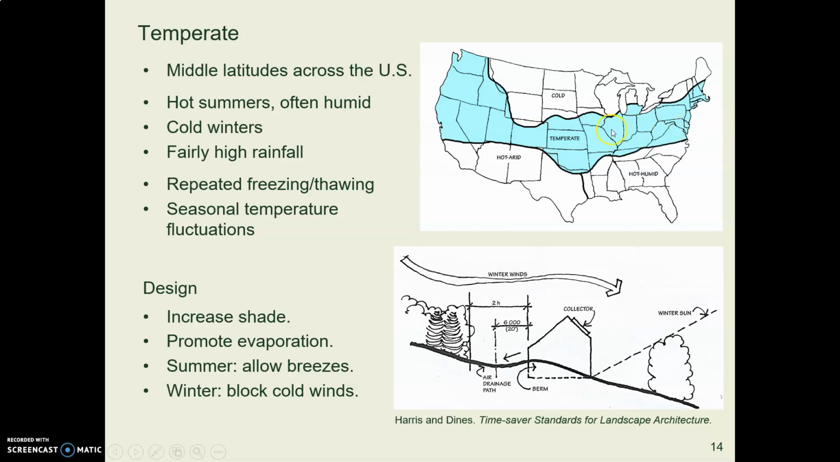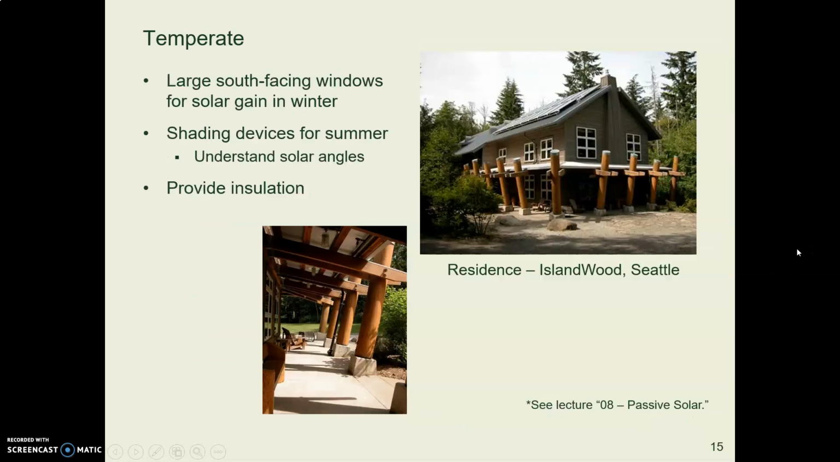The zone we live in, across the middle of the country basically, is the temperate zone. So it's got some of everything. It's got hot summers, it's got cold winters, so we've got a lot of temperature fluctuation. And that means when we design our buildings, we want some of everything. We want to block the cold winter winds. We want to figure out a way we can funnel cooling summer winds through here. We want ways we can let the sun in and ways we can provide shade.